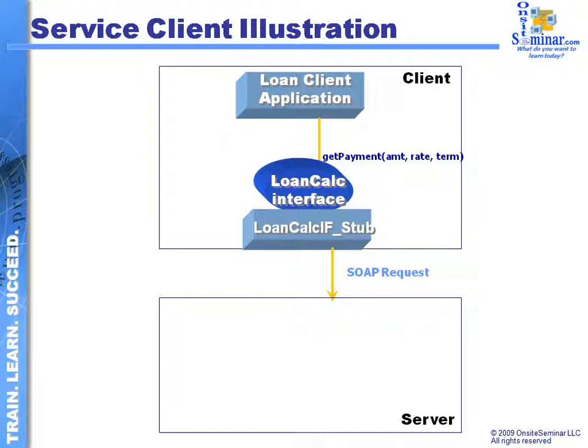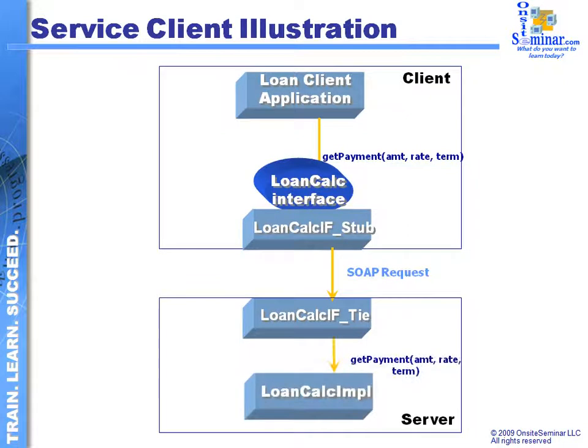So when we call the operation getPayment, we pass in the amount, the rate, and the term. This will get converted into a SOAP request message by the stub program and gets routed to the appropriate server destination. On the server destination, we have the tie portion, or the skeleton portion. Once again, we have another deployed piece that exists on the server side whose job it is to convert the actual SOAP request message that's coming in into a call against the actual service.